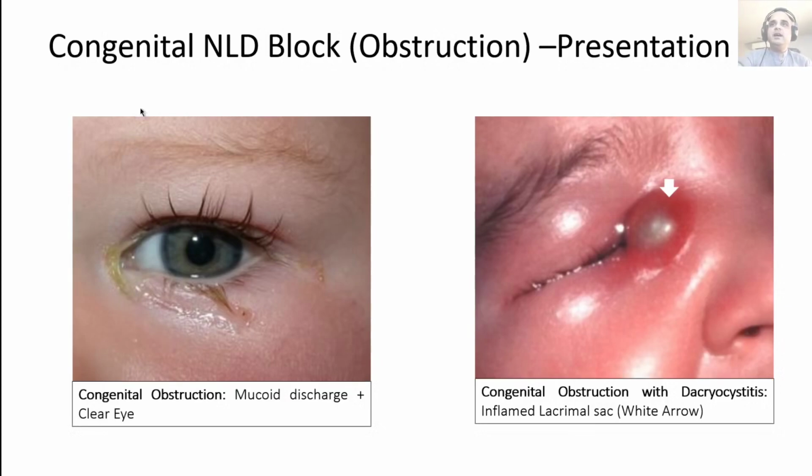So this is an eye with mucoid discharge and sticky lashes. This is acute dacryocystitis. You can see an inflamed and a hot swelling right here, which is red and is definitely going to be tender and painful, which is because of the infection of the lacrimal sac, dacryocystitis.